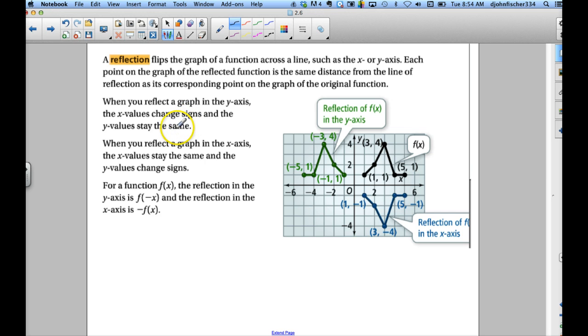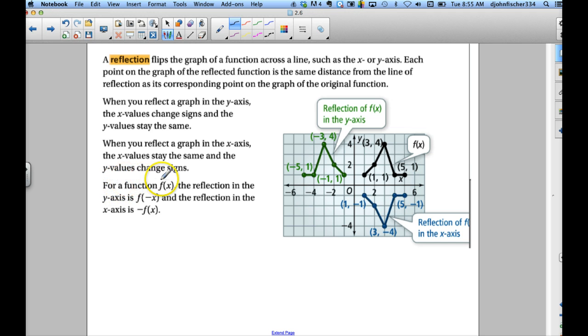Now a reflection flips the graph of the function across a line, such as the x or y axis. Each point on the graph of the reflected function is the same distance from the line of the reflection as its corresponding point on the graph of the original function. When you reflect the graph in the y-axis, the x values change signs and the y values stay the same. When you reflect a graph in the x-axis, the x values stay the same and the y values change.